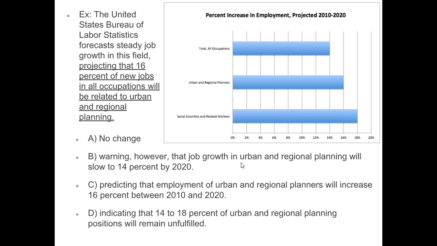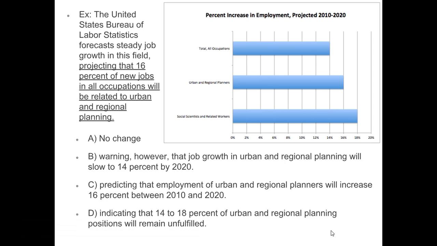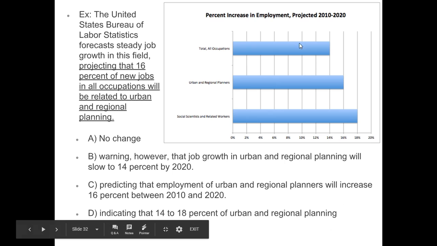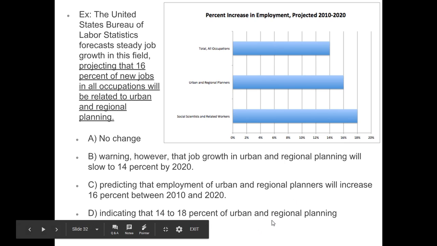Choice B, it's warning that job growth in urban and regional planning will slow to 14%. No, I think what it's trying to say is that percent increase in employment projected 2010 to 2020 for urban and regional planners will be 16%. Choice D, indicating that 14 to 18% of urban and regional planning positions will remain unfilled. No, I think it might be saying that percent increase in employment predicted 2010 to 2020 for urban and regional planners is 16%. So I'm going to cross D off too.